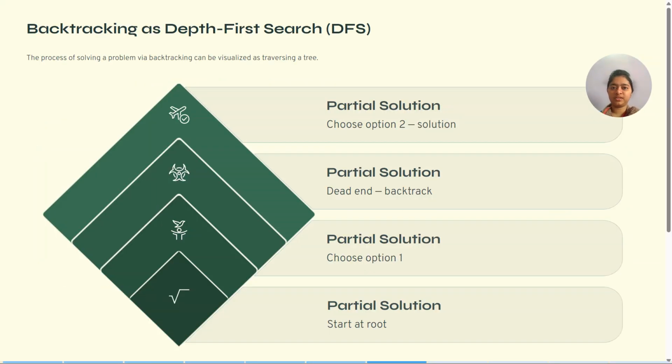Backtracking as depth first search. The process of solving a problem with backtracking can be visualized as traversing a tree. Here we can see the diagram. This diagram shows partial solutions, dead ends, and the start at the root.